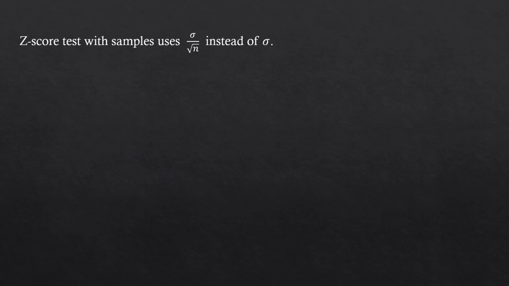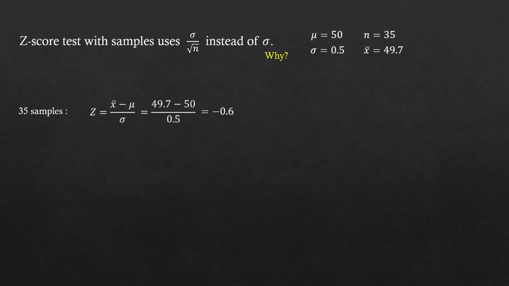So, why does the z-score test with samples use population standard deviation divided by the square root of n, instead of just the population standard deviation? Let's bring our values again. If we just used the population version, which doesn't have the square root of n, we would have gotten negative 0.6.